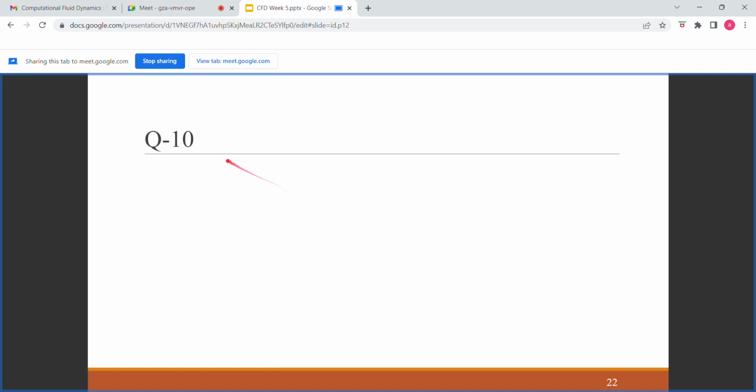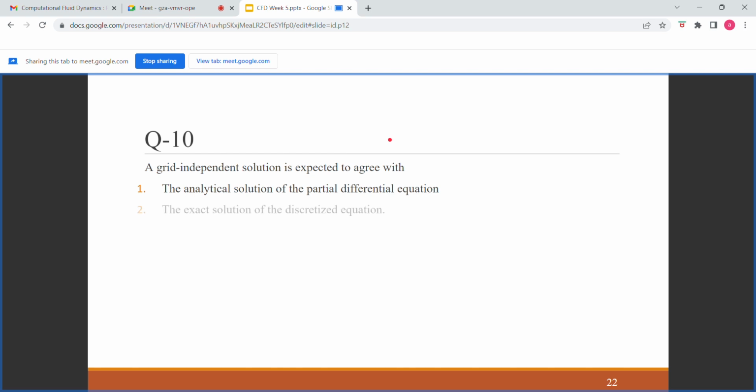Question 9 we have solved, and question 10 is: a grid independent solution is expected to agree with the analytical solution of the partial differential equation, the exact solution of the discretized equation, both of the above, or neither of the above. Can anyone say what is grid independent solution? Because in this problem it is asked about grid independent solution. Before moving on to the problem, we should know what grid independent solution means.